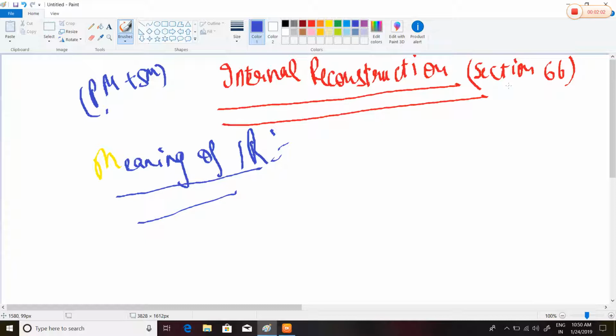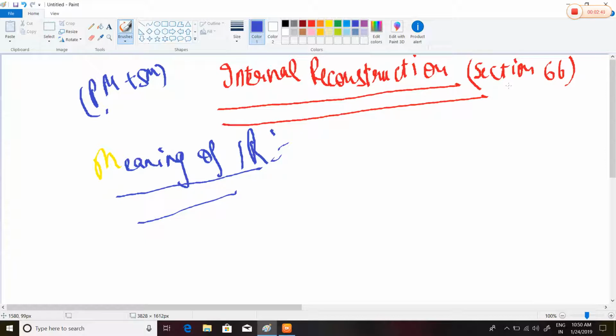Where internal reconstruction of the companies is done, amalgamation cannot take place, and where amalgamation is done, internal reconstruction cannot be done. So these are two separate things. In the exam, whether you are in the old course or new course, one question out of internal reconstruction or amalgamation will surely come, and it is expected to be a big question of 16 or 20 marks. Internal reconstruction is a very easy chapter. You can score at least 80 to 90% of the marks of the question.